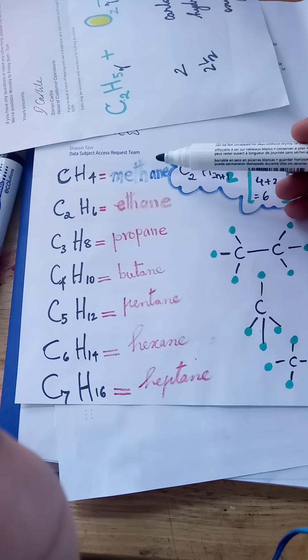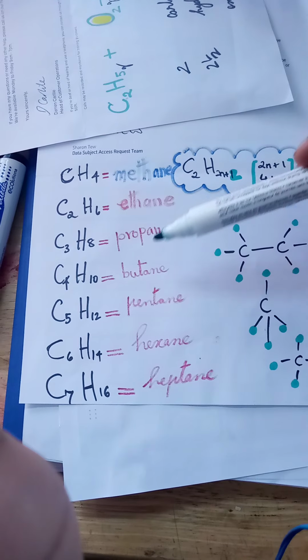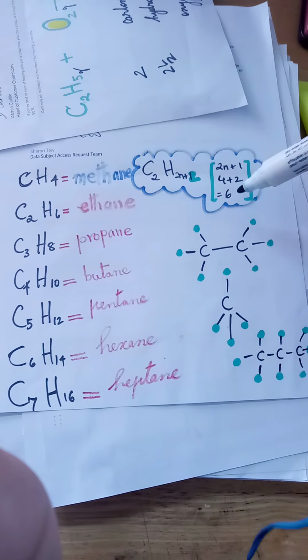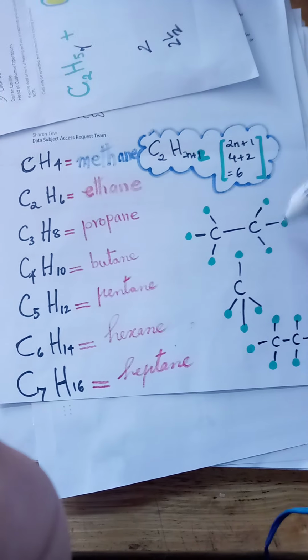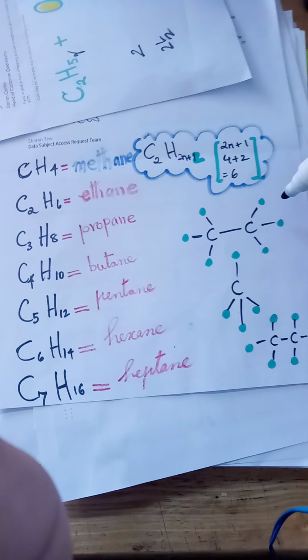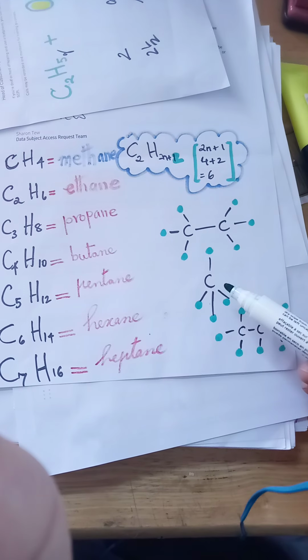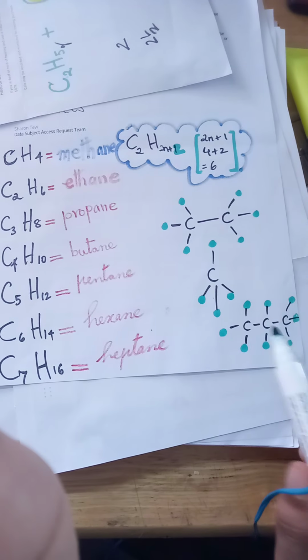So the first one is known as methane. Second is ethane, and then propane, butane, pentane, hexane, heptane. And this is the ball and stick model of ethane. The green here represents hydrogen atoms. And this is the tetrahedral shape of methane. And that's propane.